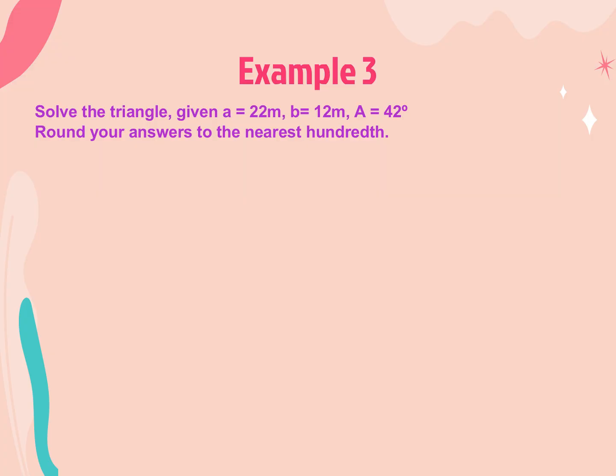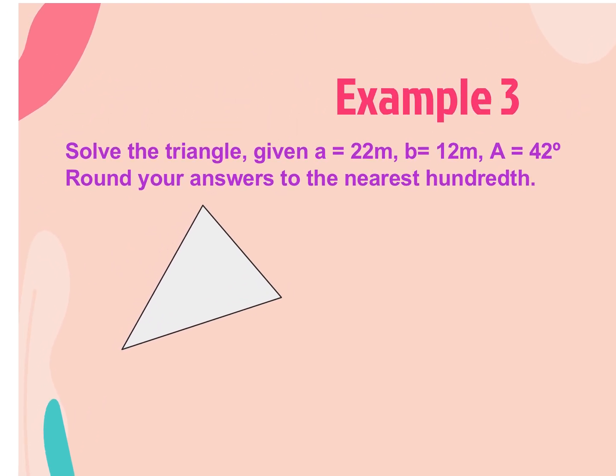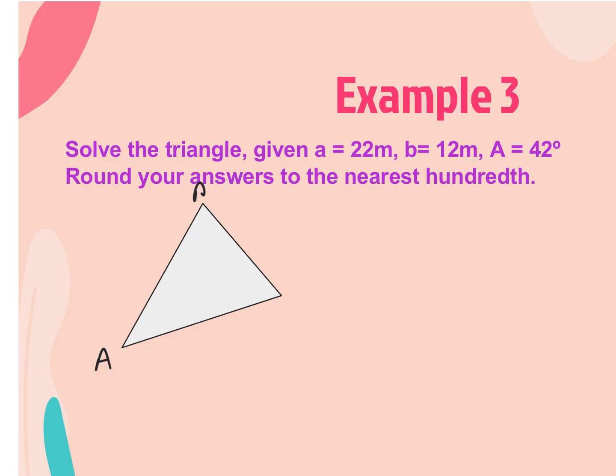All right, so let's draw the triangle, as always, just so that we have a visual. Doesn't really matter how you label it. I'm just going to say this is A, this is B, this is C. Angle A we have is 42 degrees. Side A we have is 22 meters. And then side B is 12 meters. All right, so angle A, is that an included angle or a non-included angle? Is that between A and B?